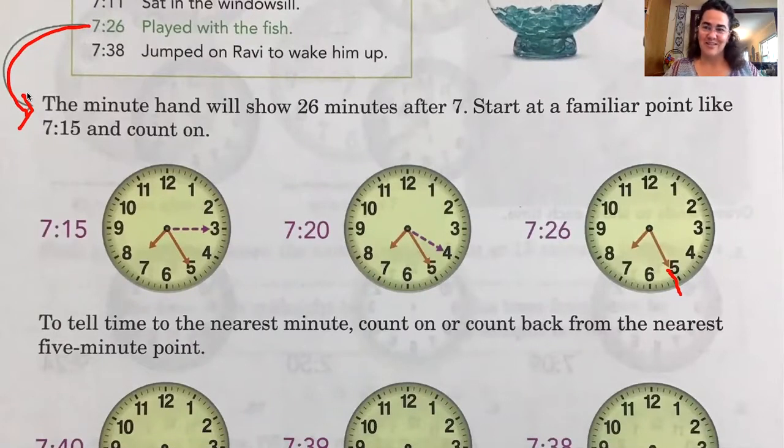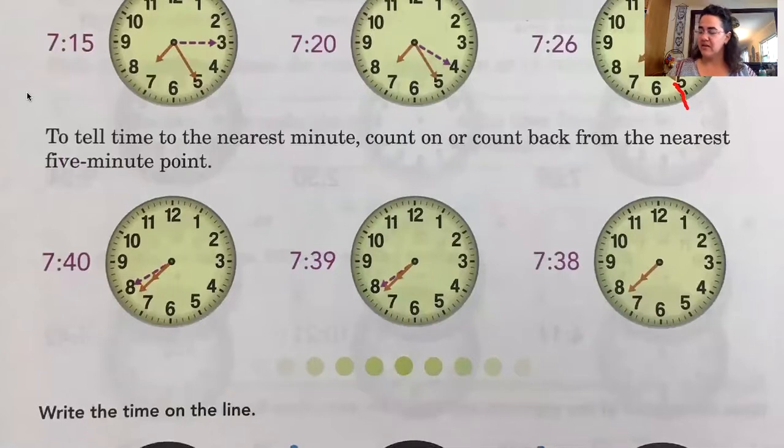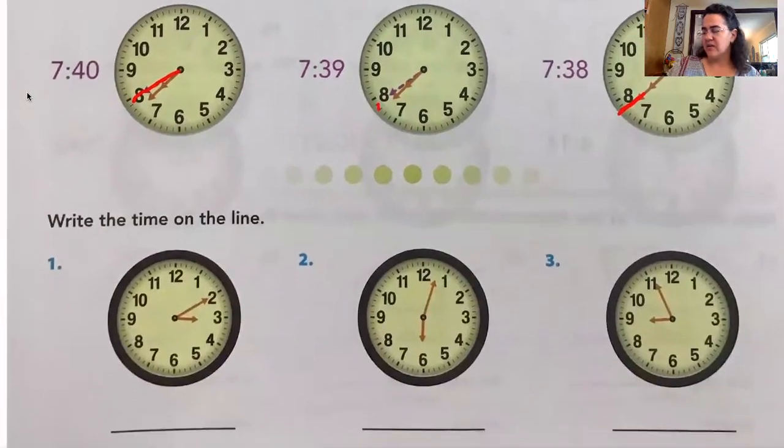Boys and girls, you're all really good with the 5 minutes. So let's take a look at what they want us to do. To tell the time, we're going to count on or back. So for 7:40, going back to 7:38, 7:40 is to the 8. Count back 1 minute, 2 minutes to 7:38. Okay, that's how we're going to count back. We can count on from what we know or count back, just like when we're adding and subtracting. We're going to write the time on the line.